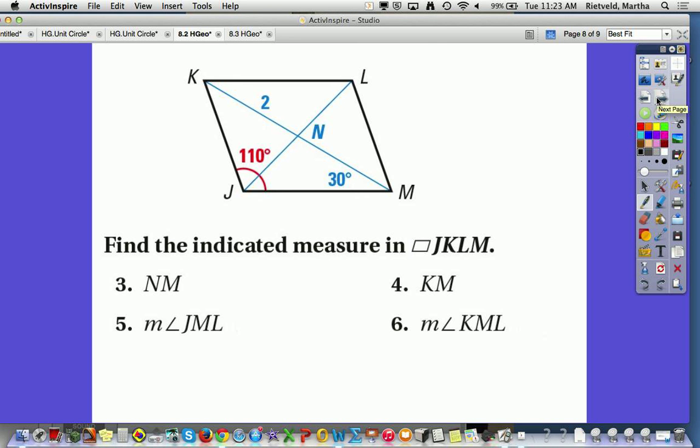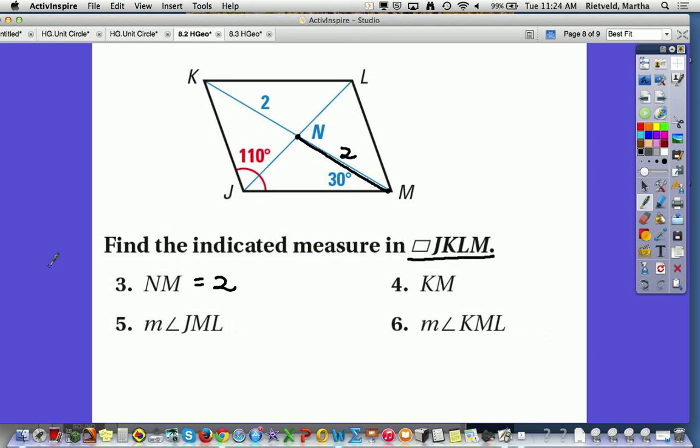Last example in 8.2 asks us to do 4 different things. We know that we have a parallelogram, JKLM. This is another symbol for parallelogram. We need to find the length of NM. NM is half of one of the diagonals. The other half is 2, so we know that NM is 2. We know that diagonals bisect each other in a parallelogram. That's how we knew that NM was 2.